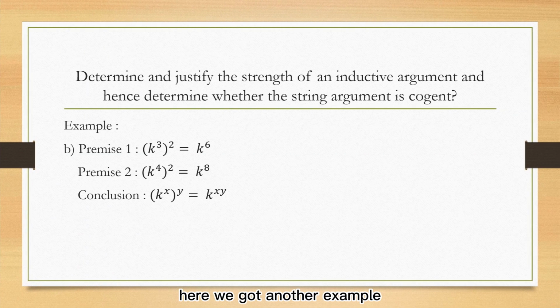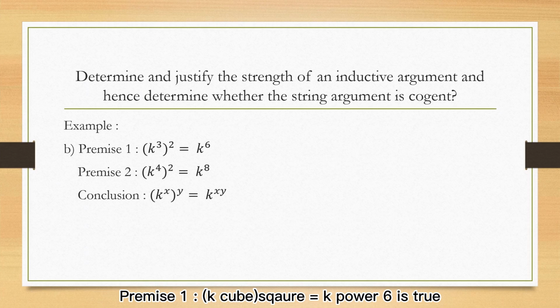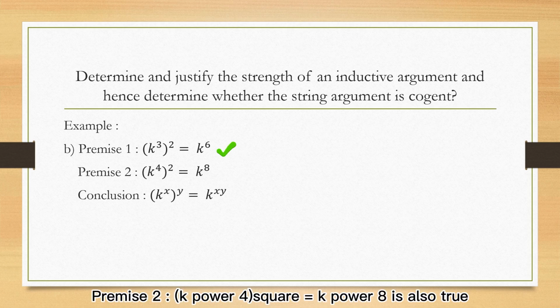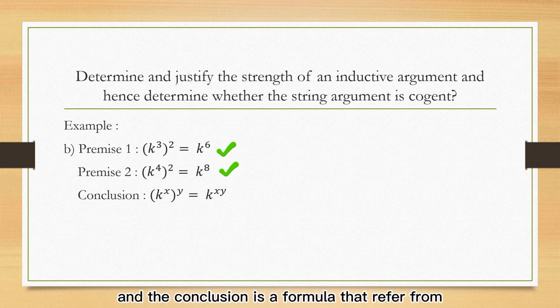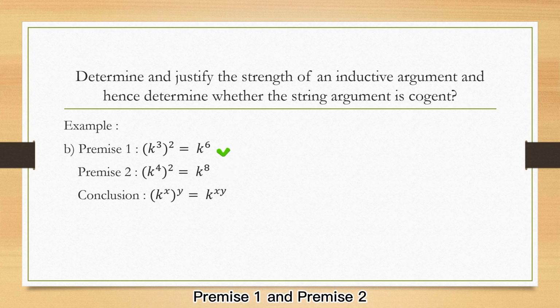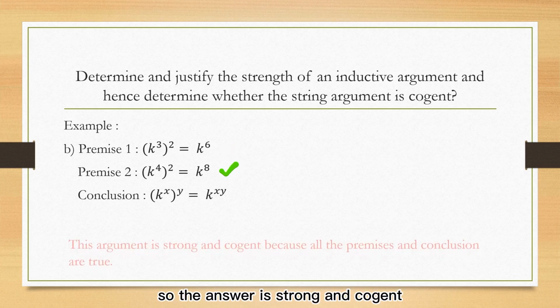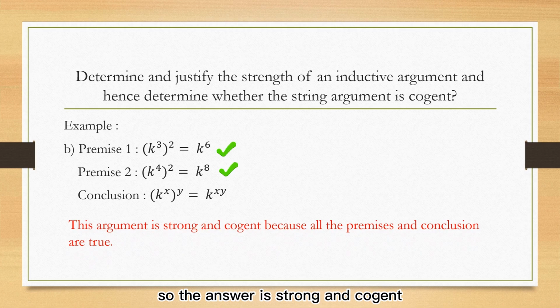Here we have another example. k power 3 times k power 2 is k power 5... Premise 1 is true. k power 4 times k power 2 is k power 6. It is also true. And the conclusion is a formula that follows from premises 1 and 2. So the answer is strong and cogent.